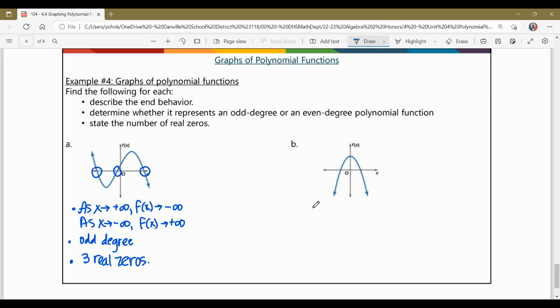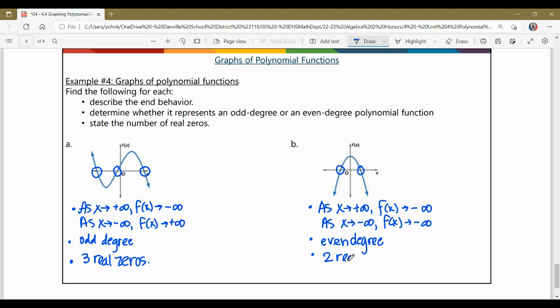All right, letter B for this picture, our end behavior as x approaches positive infinity, f of x is approaching, well, as my x's get bigger, my y's go down, so that's negative infinity. If I look at the other side, as x approaches negative infinity, f of x is approaching, well, as my x gets smaller, my y's get smaller, so it also approaches negative infinity. Since my end behaviors are exactly the same, this is an even function, even degree. And since my quadratic crosses twice, there are 2 real zeros.